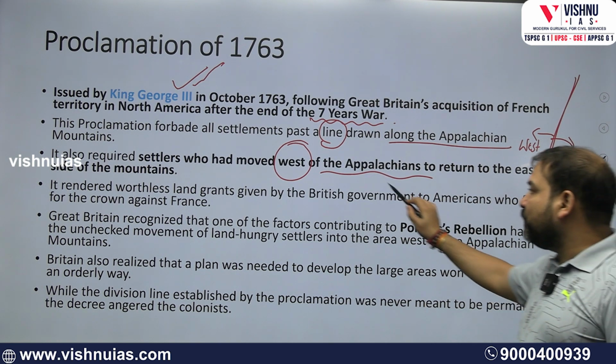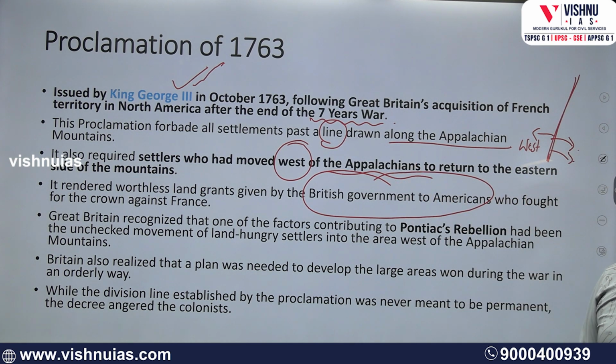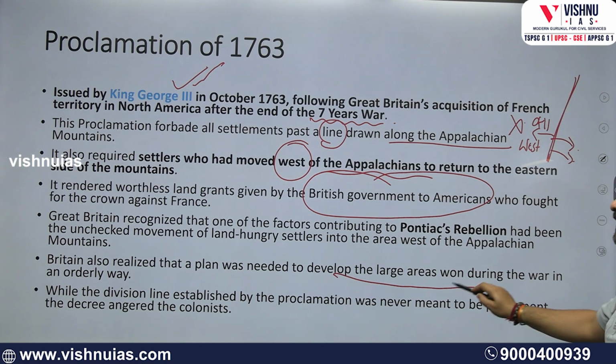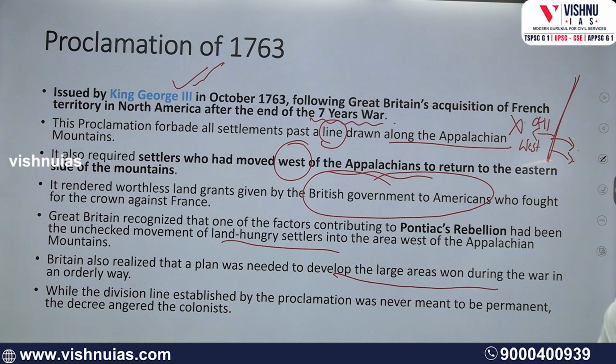Invariably, all those people whom the British government had earlier given land, saying you have helped us against France, all these allotments were now cancelled. Why was all this being done? Because they understood that if these land-hungry settlers go that side, invariably it will lead to clashes with the native Indians. We have not written one slide, Pontiac's rebellion. That was also one of those where the local people had clashed with the British.